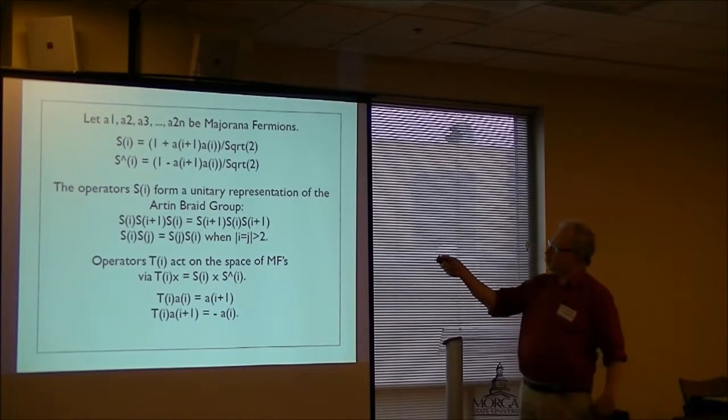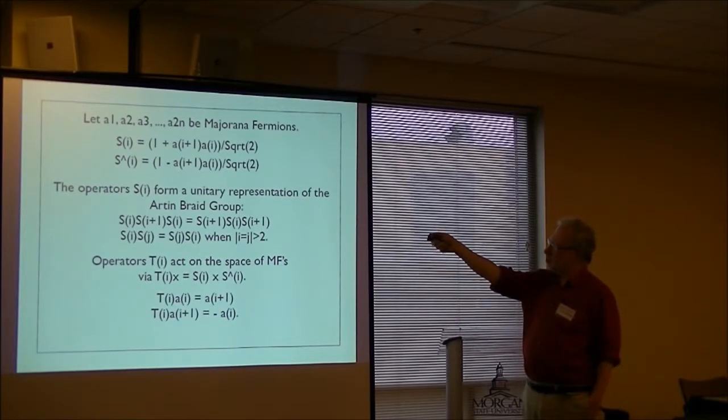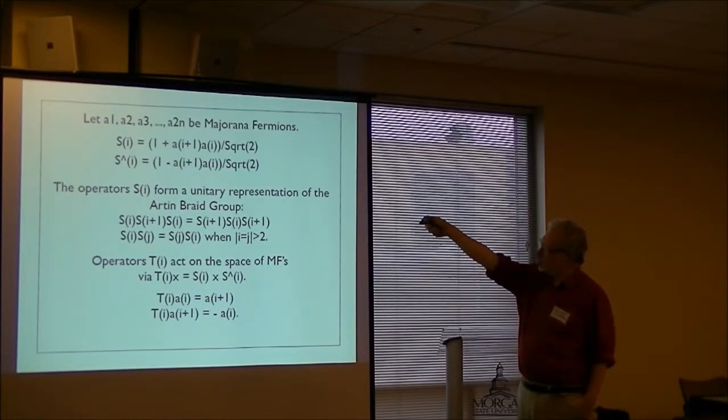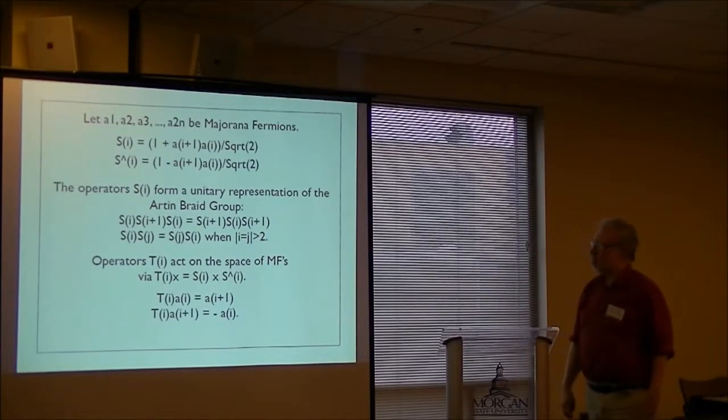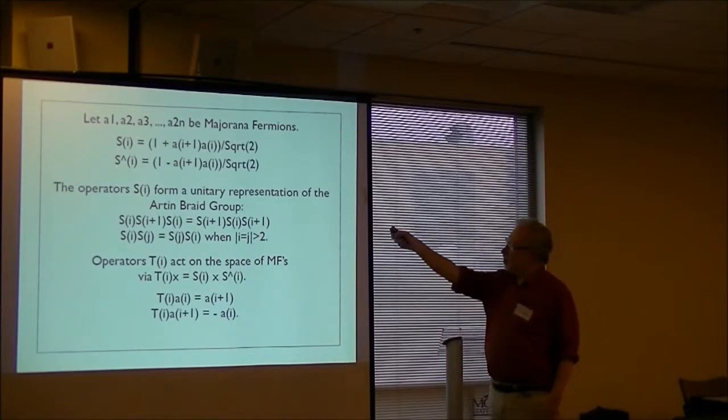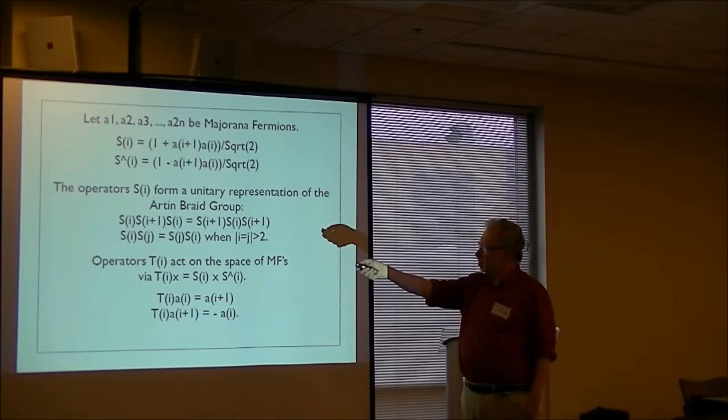And then you define these operators, (1 plus a_i plus 1 times a_i) divided by root 2, or (1 minus a_i plus 1 times a_i) divided by root 2. Those are inverses to one another in the algebra. And then you find that they satisfy the braiding operations.